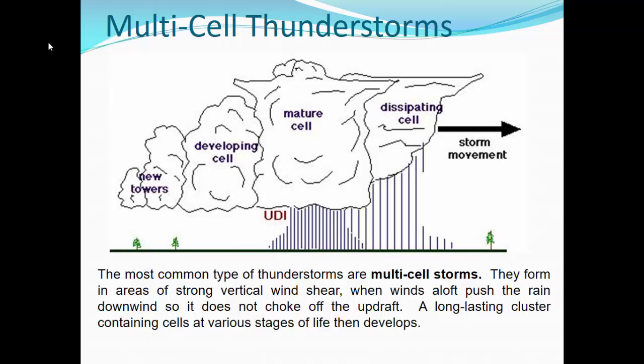And again, you can see little fronts moving out at the surface, and that front may help to initiate new storms, but it's not going to necessarily cut off the updraft. So our multi-cell storm: the mature cell right there in the middle, the dissipating cell, and then developing cells and new towers along the backside of it where we have the updraft and where the updraft has not been cut off. And that's how you get your multi-cell thunderstorm.